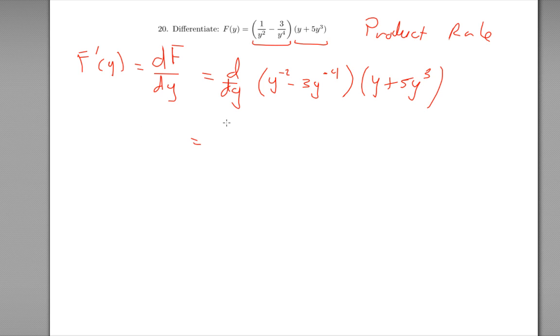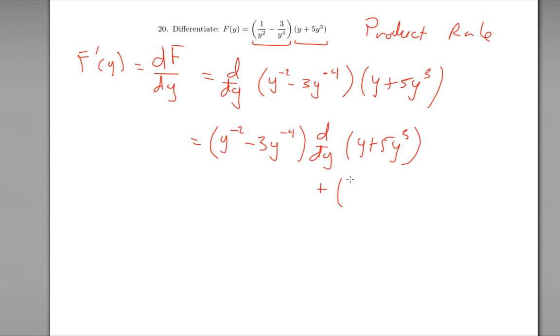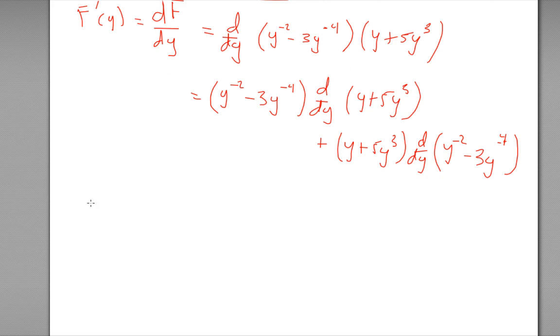Okay, so this is the product rule, so I'm going to leave the first thing alone, y to the -2 minus 3y to the -4, and I'm going to take the derivative of the second thing, y plus 5y cubed. So this is the product rule, plus, leave the second thing alone, y plus 5y cubed times the derivative of y to the -2 minus 3y to the -4. Okay, so now it's just a matter of calculation.